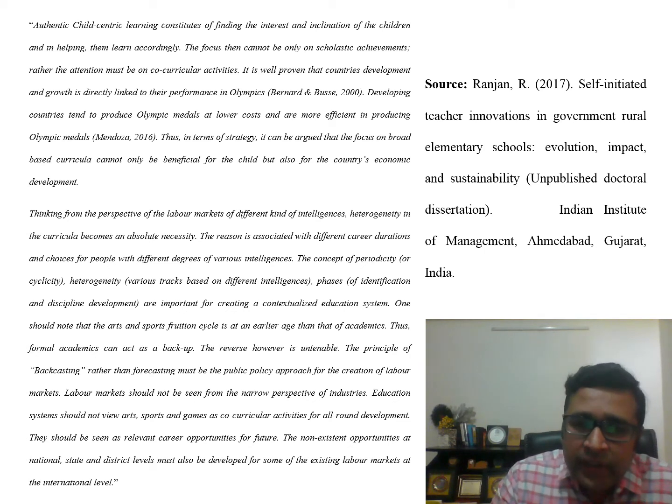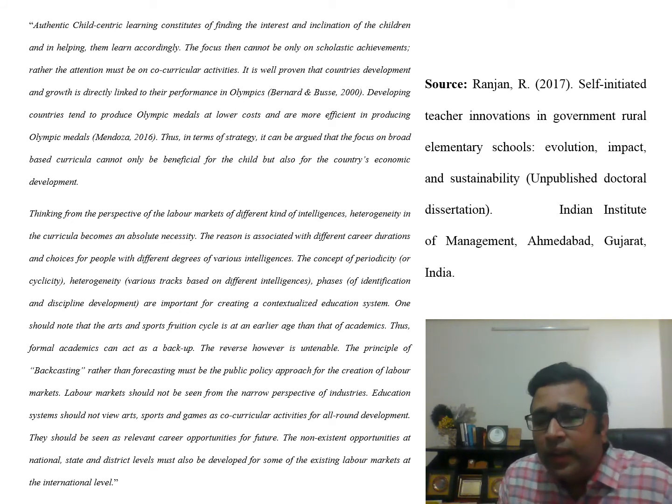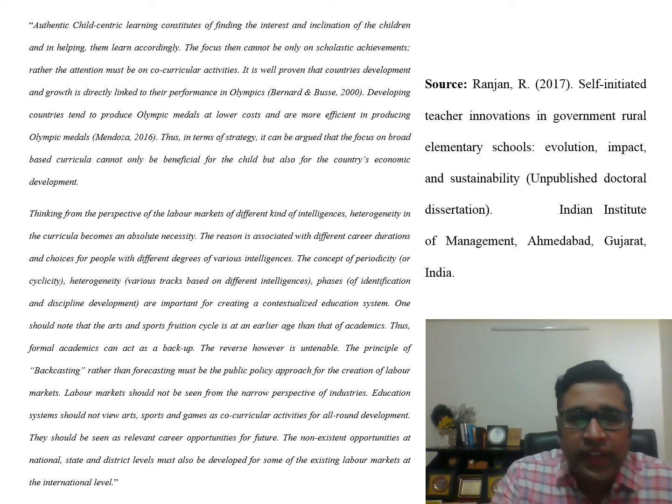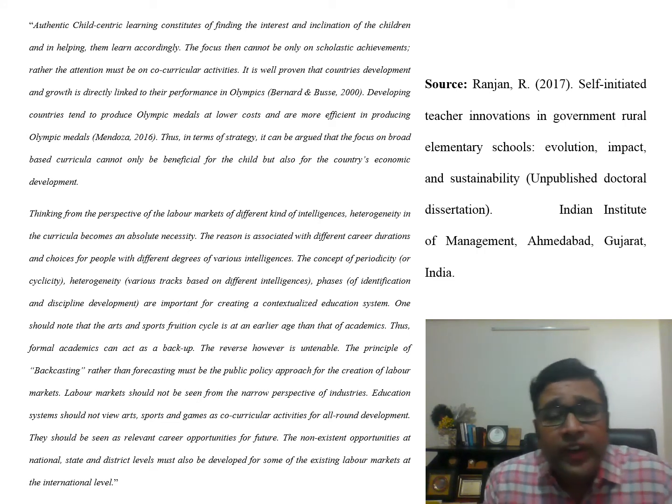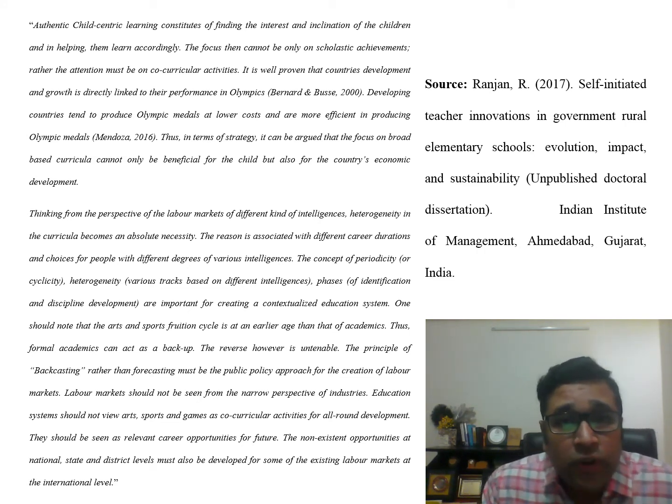We are considering arts and sports and intelligences in kinesthetic and musical intelligences as something secondary, and we are calling them co-curricular, and curricular as only linguistic intelligence and intelligence in logical thinking, which is wrong. Authentic child-centeredness constitutes finding the interest and inclination of the children and helping them learn accordingly.